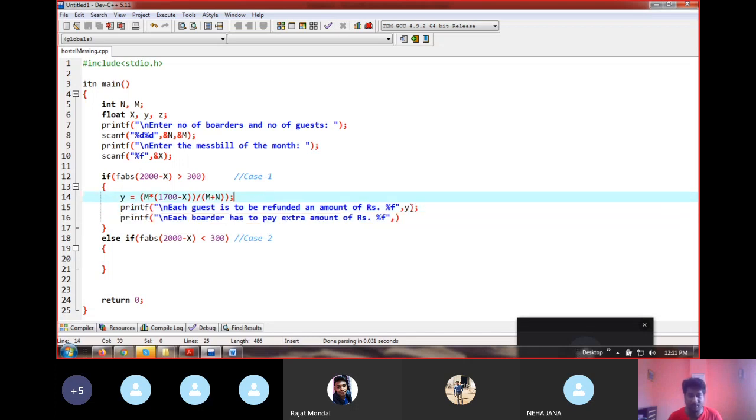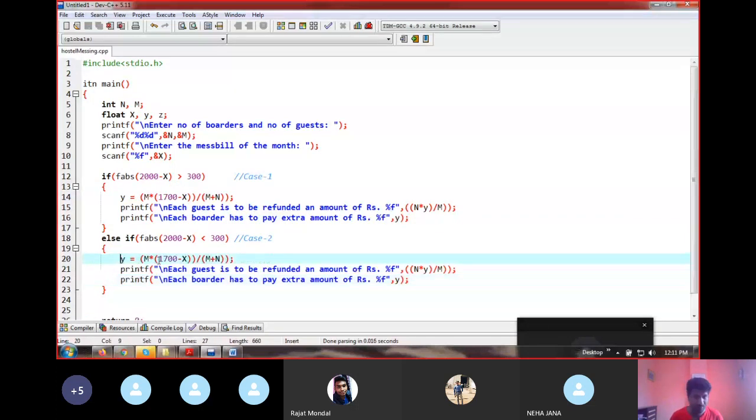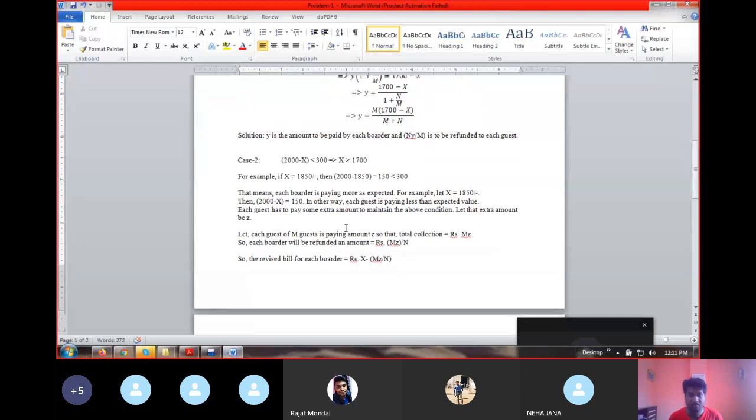So we take n star y, and this is the amount extra by each. Okay, that's all. Next, similarly, these three lines to be written. Formula is, here the z is the extra amount to be paid by each guest.